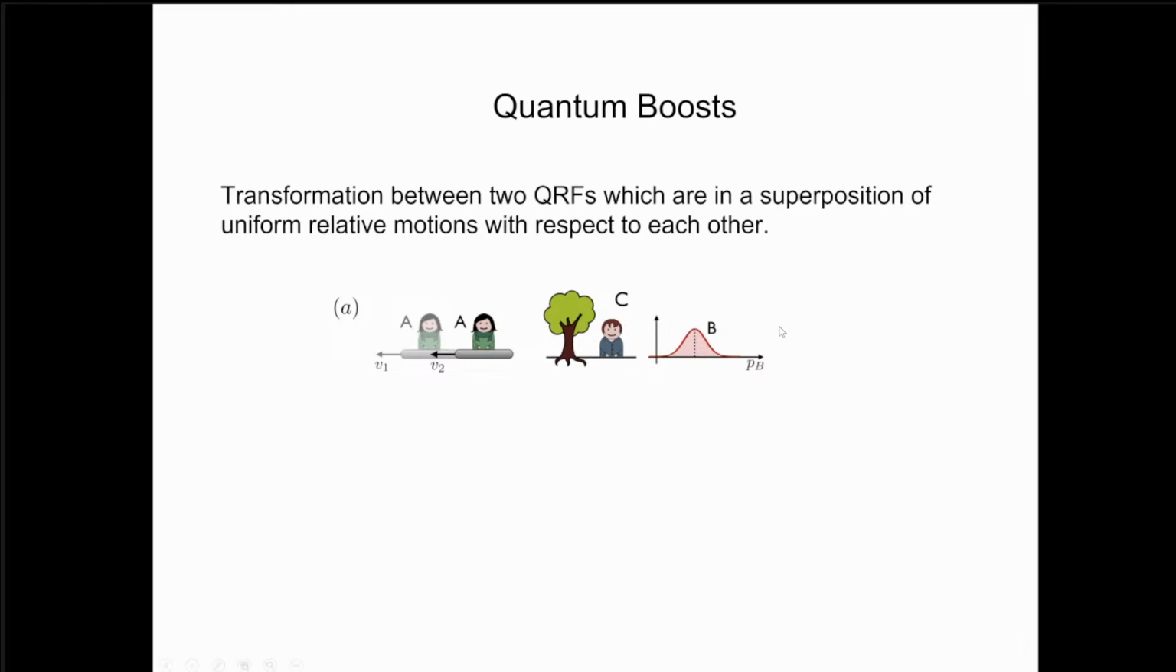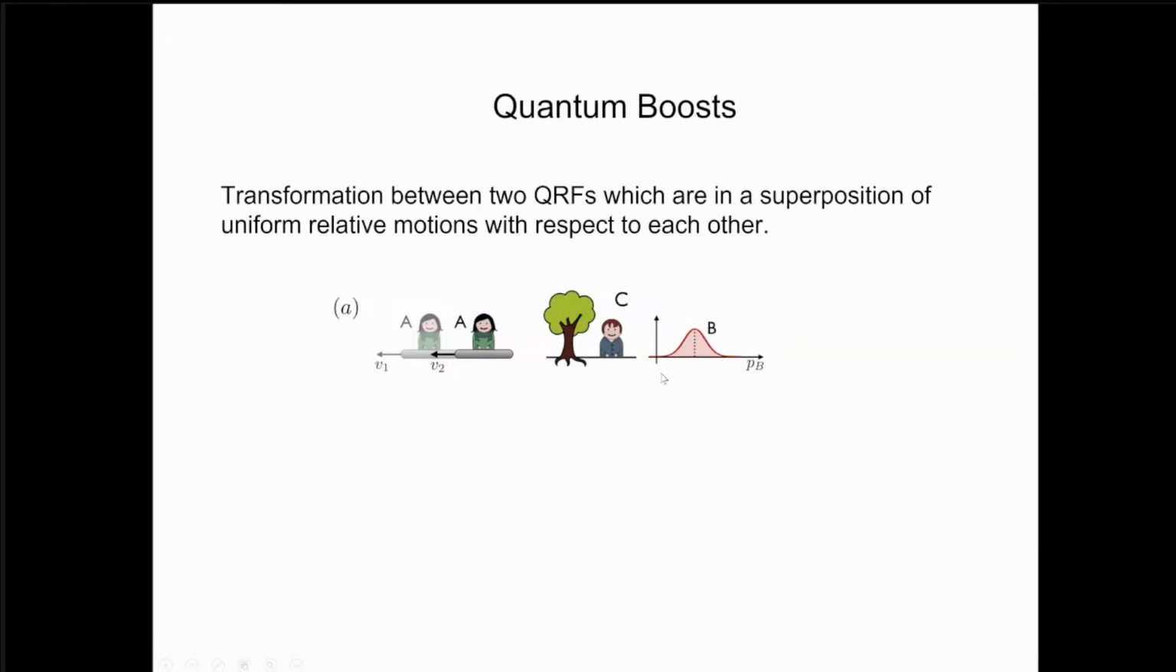So I will talk about a very similar situation in which I have an initial reference frame, and then the new reference frame moves with respect to the initial one in a superposition of velocities. And what I want then is somehow to jump on the rest frame, if you want, of this new reference frame A, and to look at how the description of C and B changes.